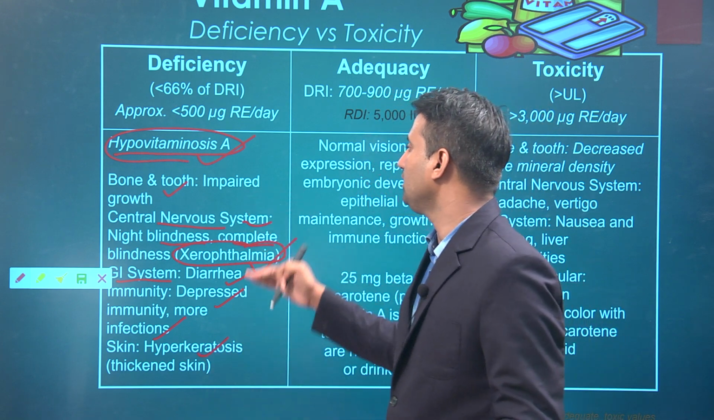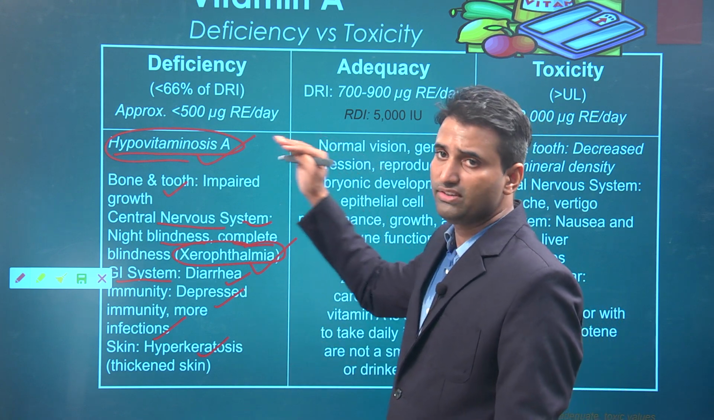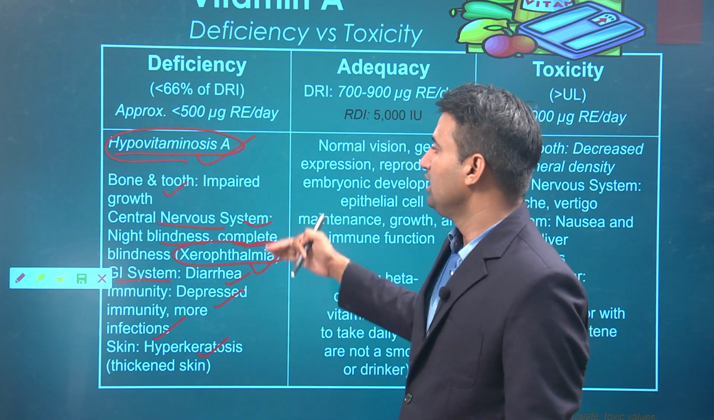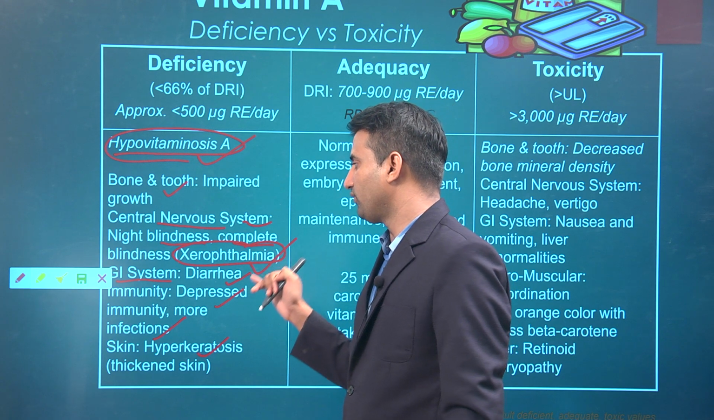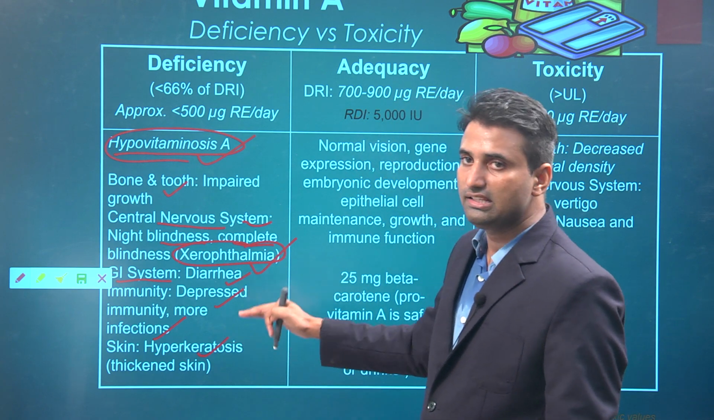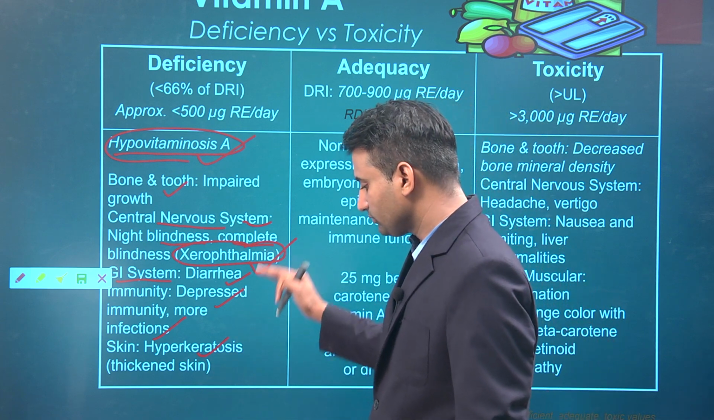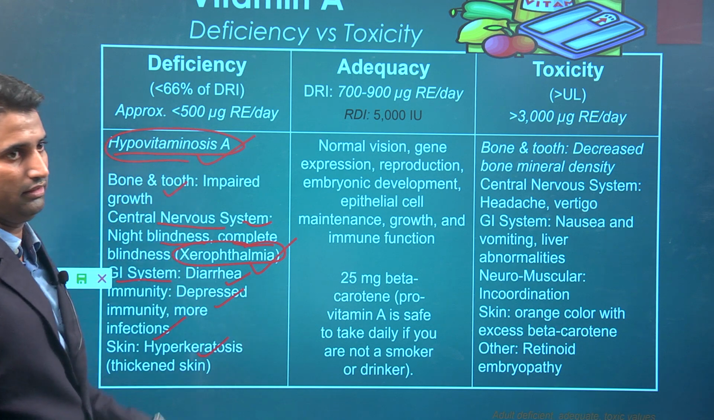So these are the certain problems which you can find whenever a person is suffering from a deficiency of vitamin A. First is hypovitaminosis A, second is night blindness, which can progress to xerophthalmia, third is GI system problems, and fourth is skin problems. So these are the problems associated with the deficiency part.